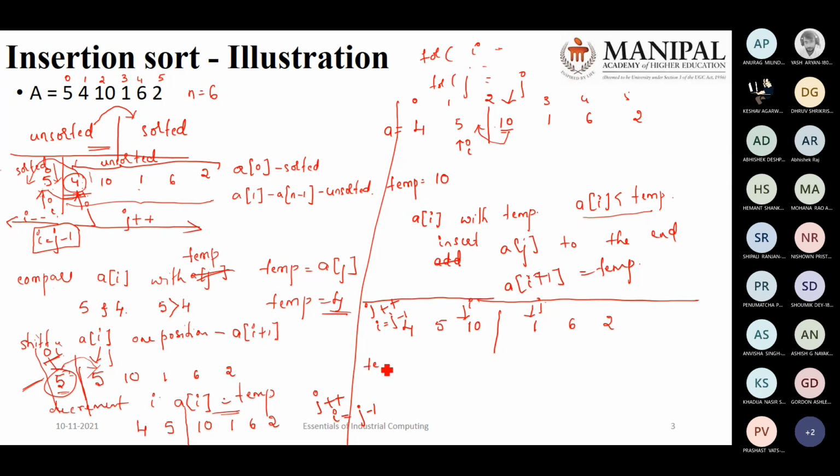Your temp is now 1. Compare A of I with temp. A of I is 10. Temp is 1. So A of I is greater than temp.